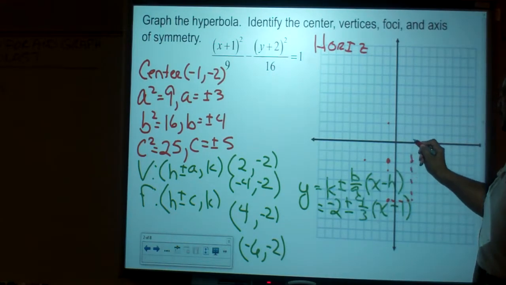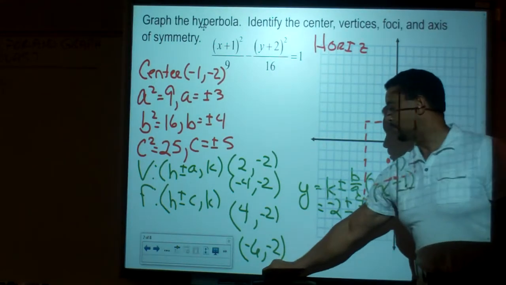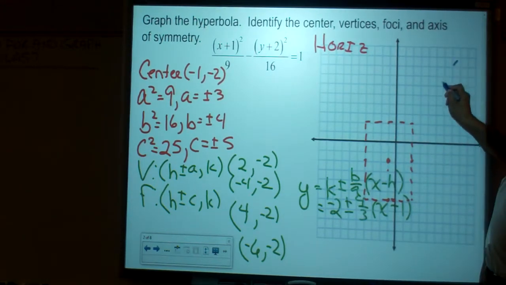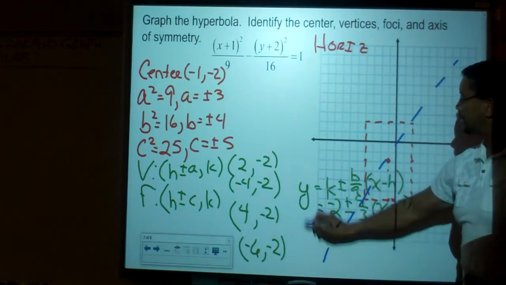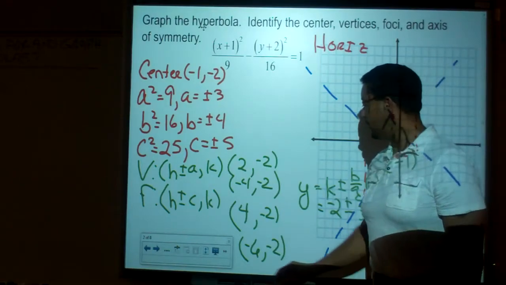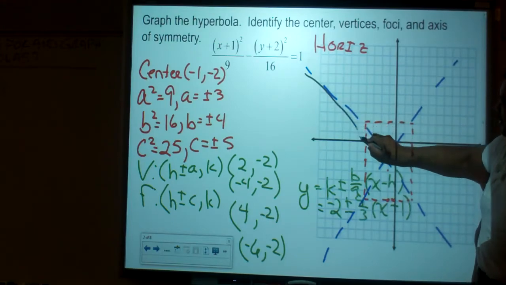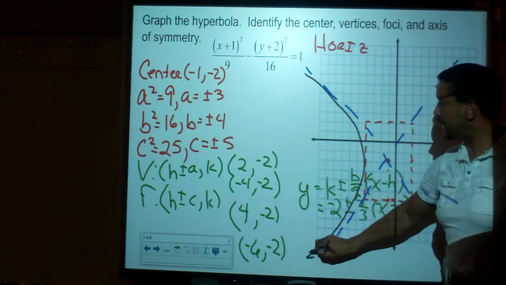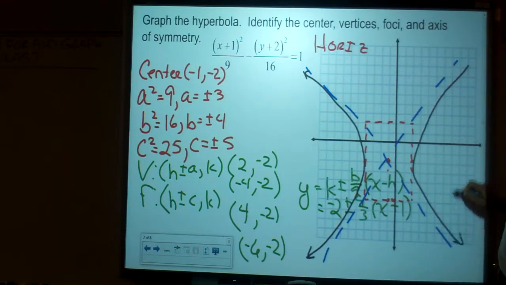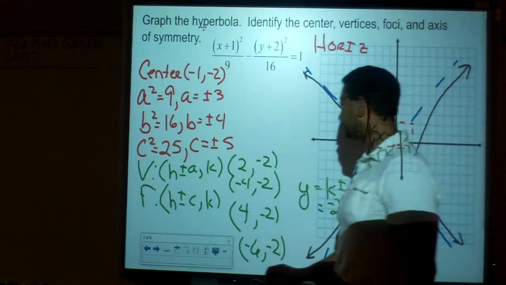So we draw our box, and we draw the asymptotes through each corner and the center, corner, center. Then we can draw the hyperbola: follow the asymptote, go through the vertex, and back out the other side. Follow the asymptote through the vertex, and back out the other side. And there you have the graph of your hyperbola.